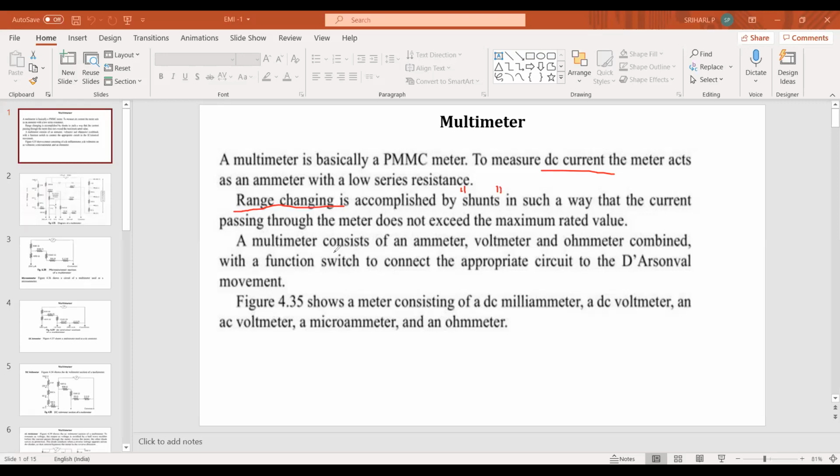The multimeter circuit consists of an ammeter, voltmeter, and ohm meter combined with a function switch to connect the appropriate circuit to the d'Arsonval movement, that is, the PMMC movement, permanent magnet moving coil movement. By changing this function switch, the ammeter can be converted into a voltmeter, and the voltmeter can be converted into an ohm meter, like that.